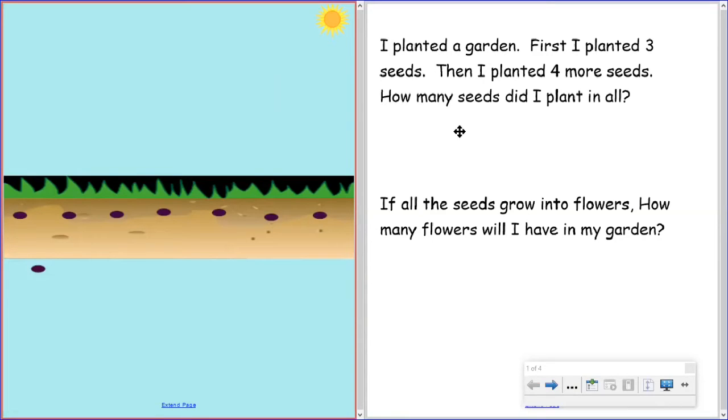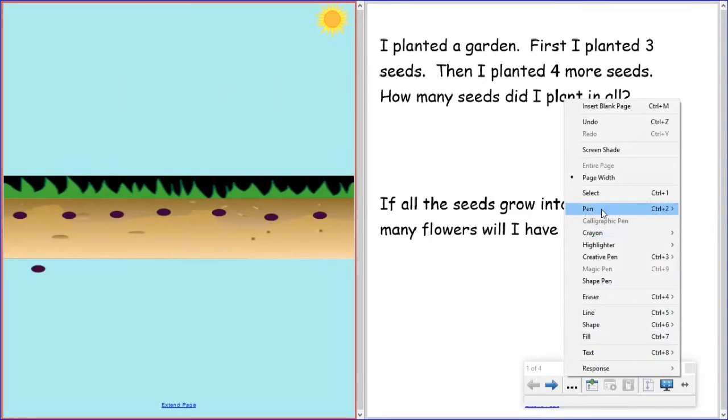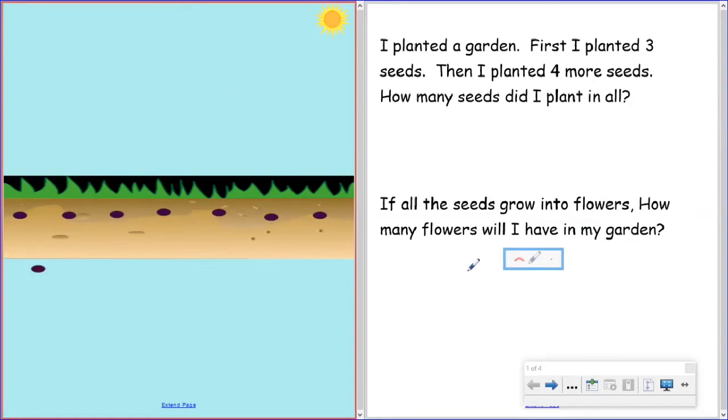Which seeds am I going to count? How many seeds did I plant in all? Aha. Well, in all means I'm not just going to count the seeds I planted first. I'm going to count all of the seeds I planted. So I'm going to have to join the sets together to find out how many I planted. So I'm going to draw a circle around the seeds to show that I'm joining the seed sets together.